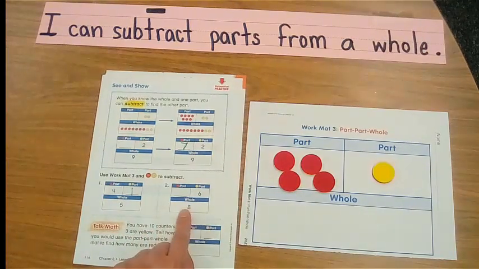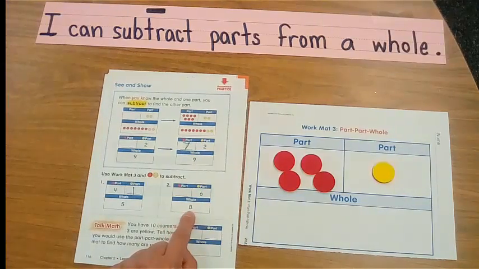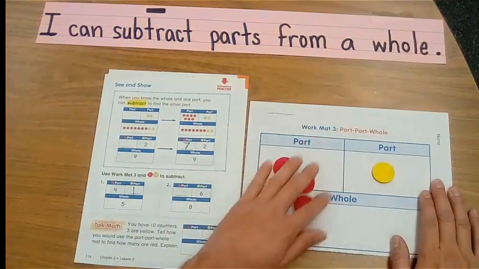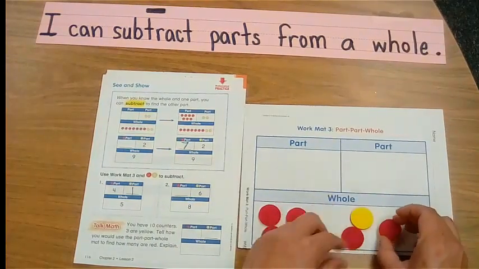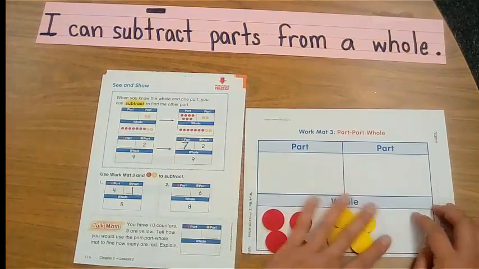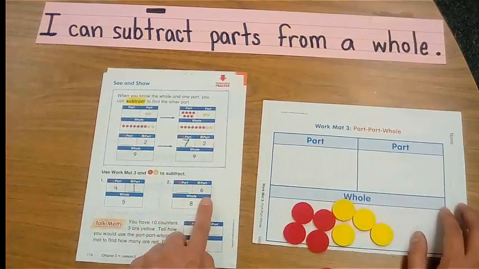Okay, now let's do this one. How many circles should I have? 8. Okay, so let's get 8. So let's see, I have 4 right there, and here's some more. Okay, so I have 8 circles here, and so it says I should have, I know one of the parts.